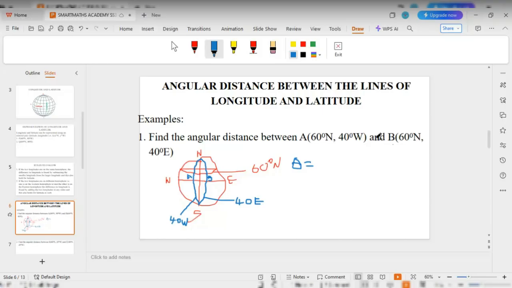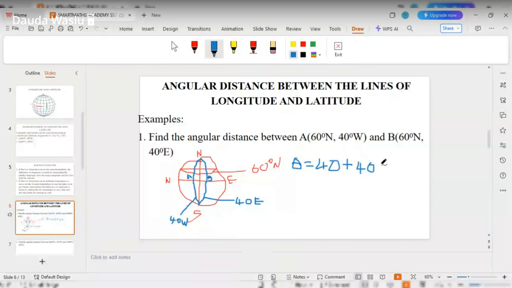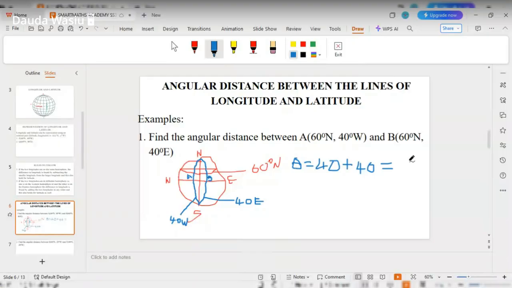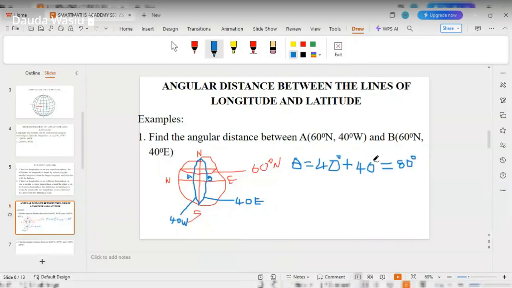So it's going to be 40 degrees plus 40 degrees, which equals 80 degrees. So the angular difference is 80 degrees. So this is the angular difference of the first question. That is theta equals 40 degrees plus 40 degrees, that is 80 degrees. So that's how to get the angular difference and how to locate a point on the Earth's surface.